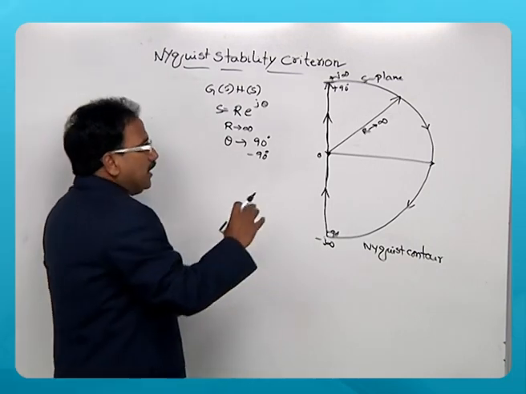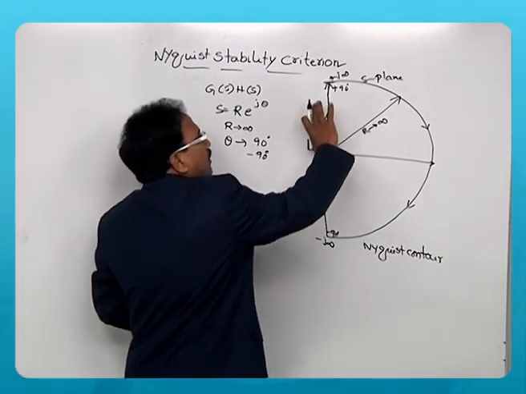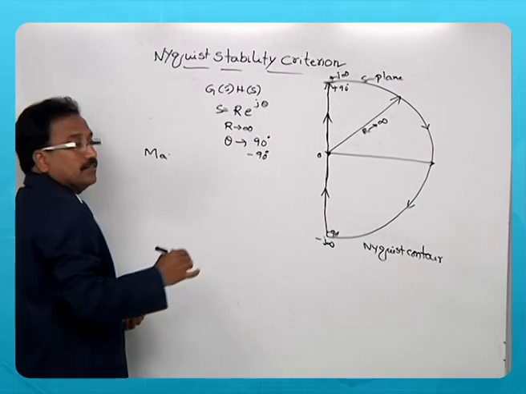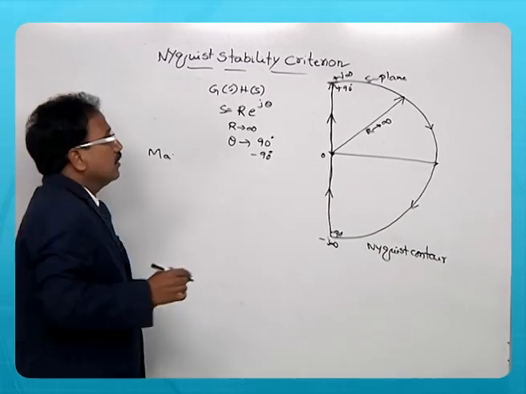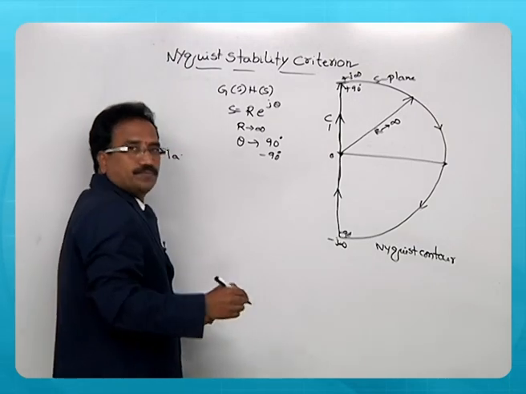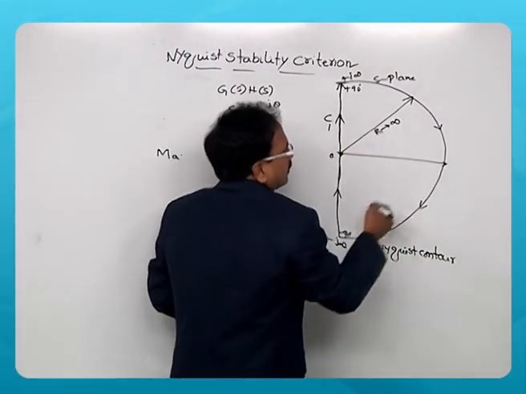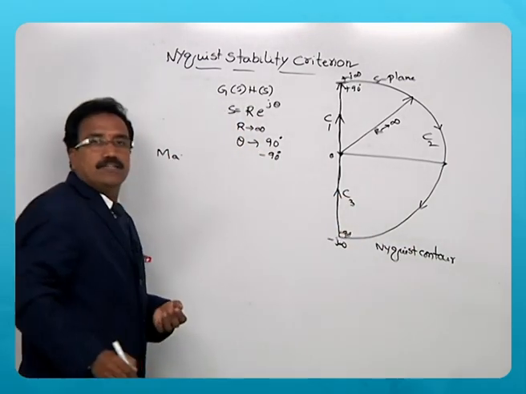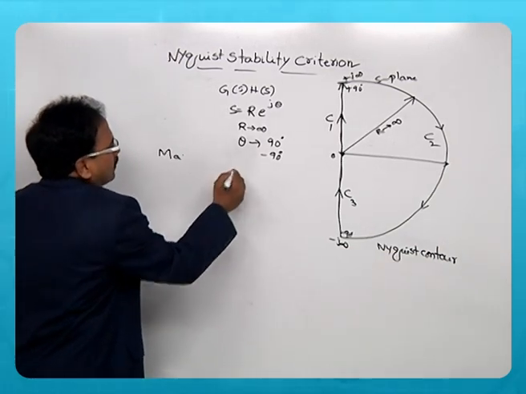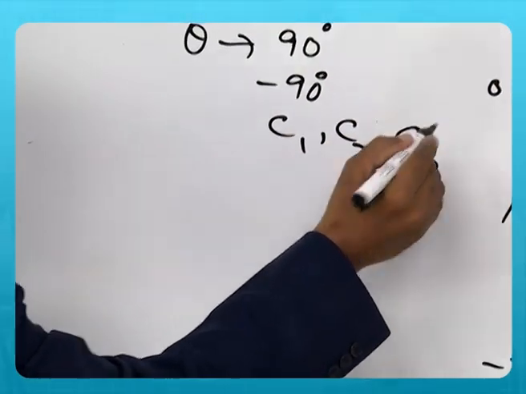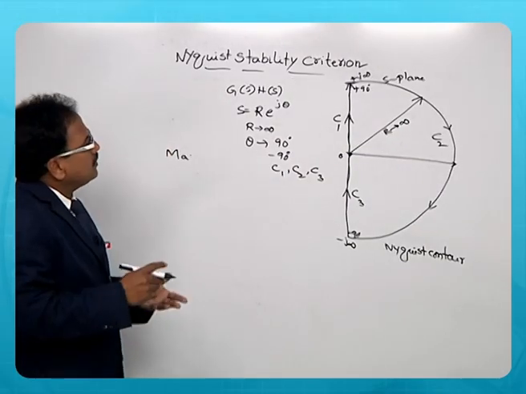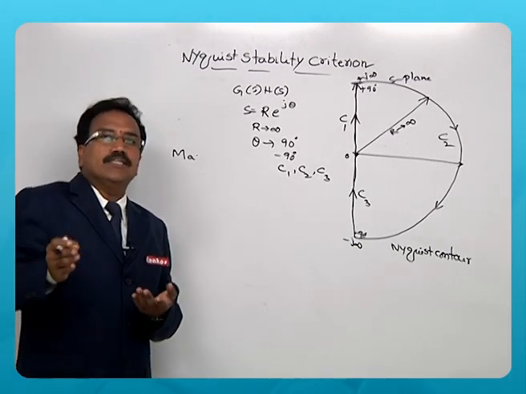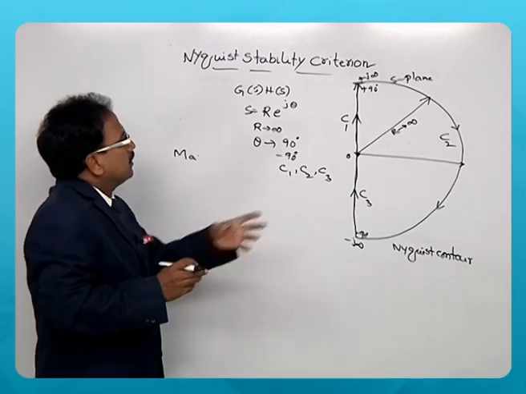When you look at here, there are three sections in the Nyquist contour. One is from 0 to plus j infinity. Call this section C1, call the semicircle C2, and call this portion C3. So there are three sections, C1, C2 and C3. Now all these three sections must be mapped into the G(s)H(s) plane and we look at the encirclements around the origin.